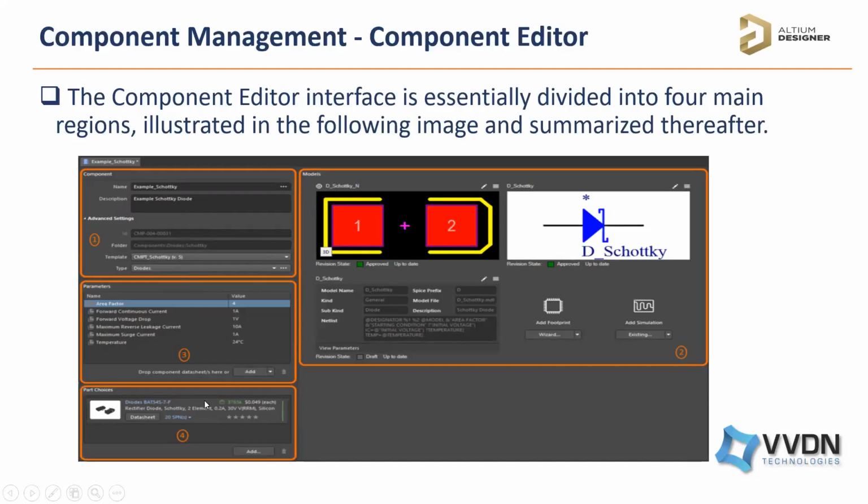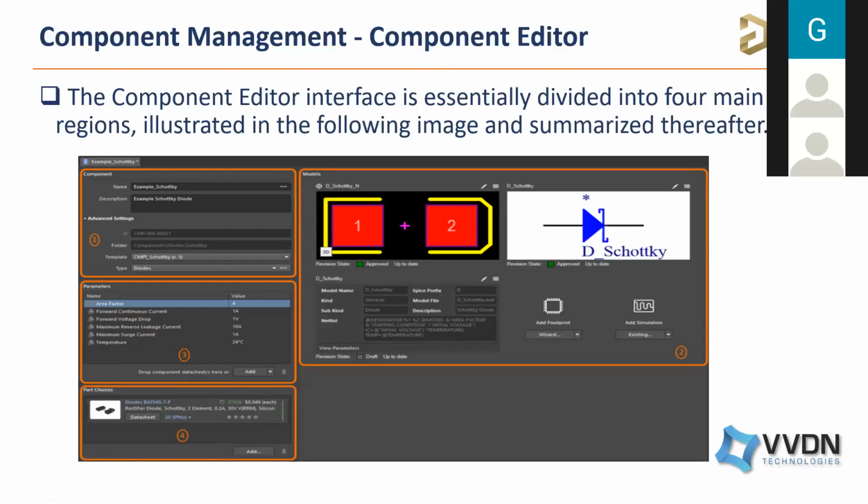Then part choice through Altium manufacturer part search we can do, and we can attach the supply details part choice. So from this we can check stock availability, supplier information, everything, and the unit price also. And here under models you can add symbol, footprint, as well as simulation model files and other model files. Okay, then we can create.